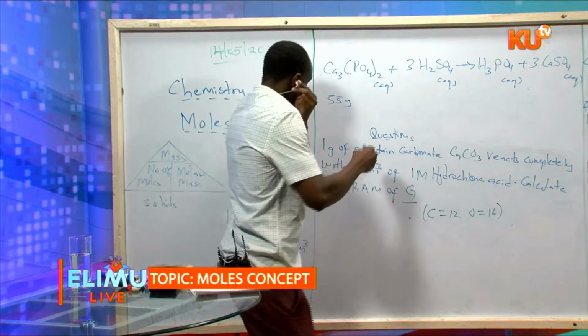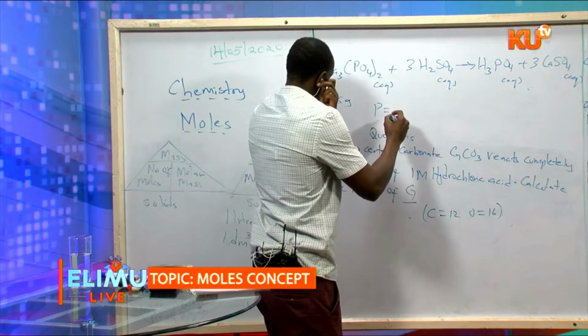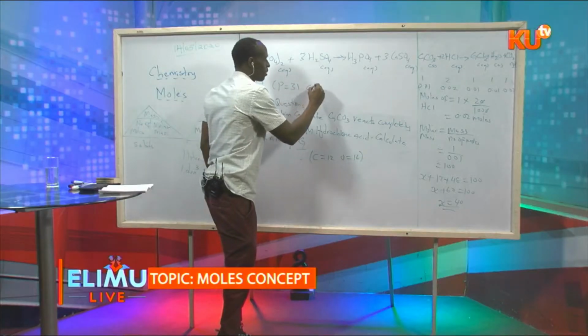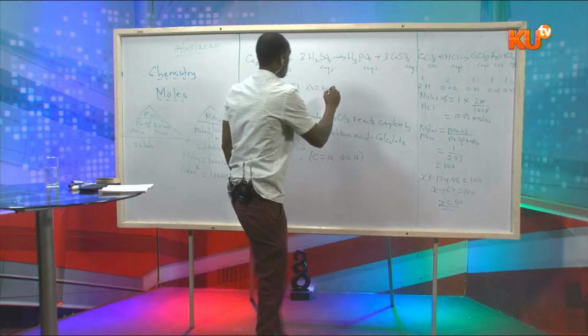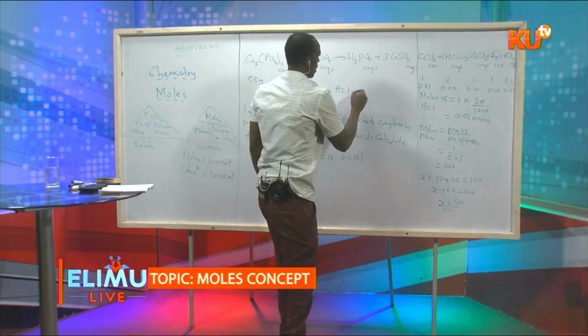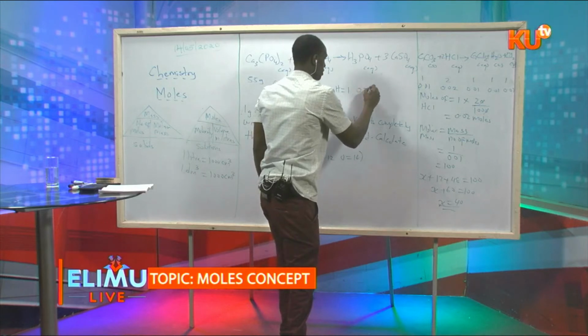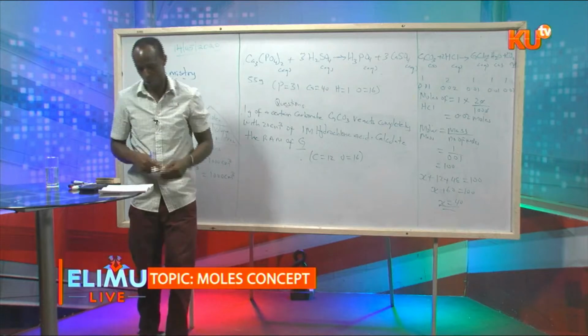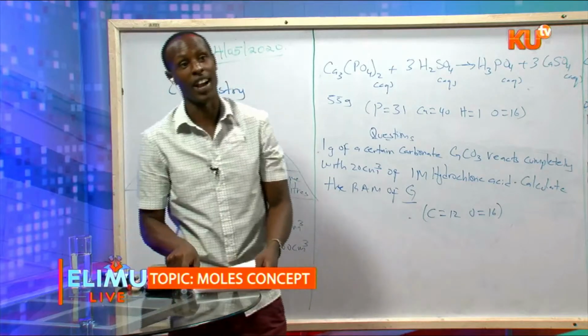And here I'll give you the RAM. The RAM for phosphorus is 31. RAM of calcium is 40. The RAM of hydrogen is 1. And the RAM of oxygen is 16. Those relative atomic masses will help you to calculate the answer.